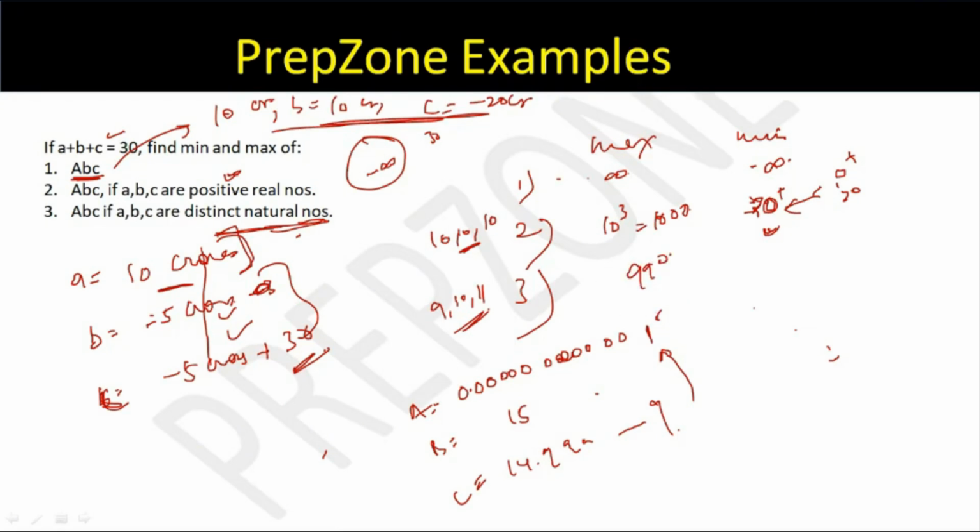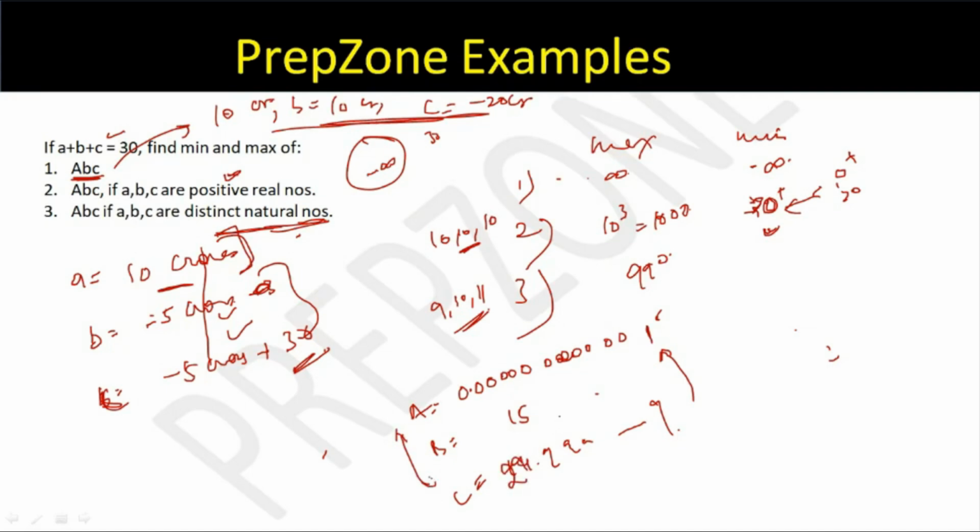And again, if you have to take the minimum value, you take the numbers as far away from each other, right? So for example, okay, I think my bad. Here, if I have to take the minimum value, I'll take it as 29.999, right?